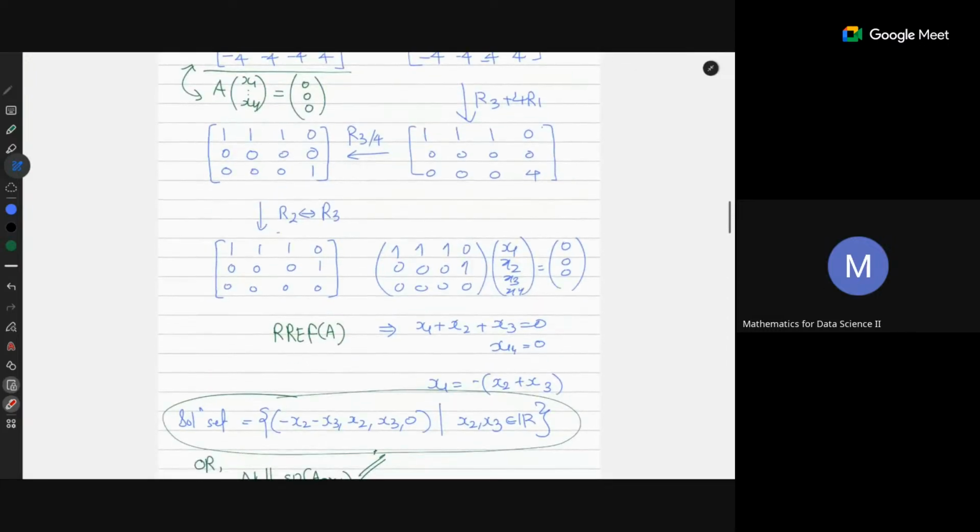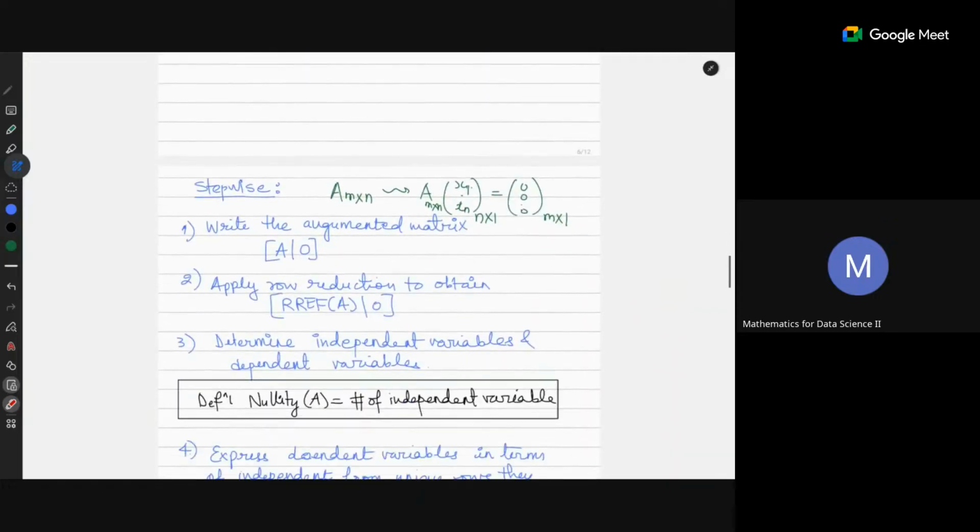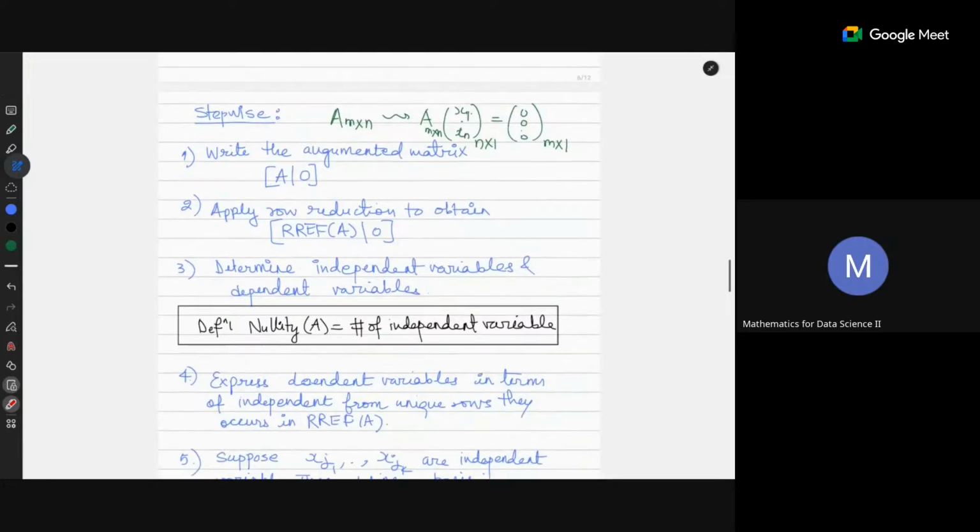All right, dependents and independents. Now, the number of independent variables is called the nullity of the matrix. Okay, the number of independent variables is called the nullity of the matrix. Or in other words, you can also think of it as the dimension of the null space.